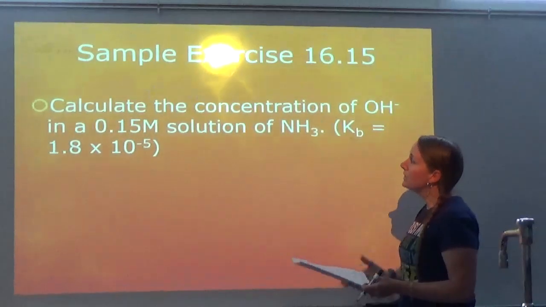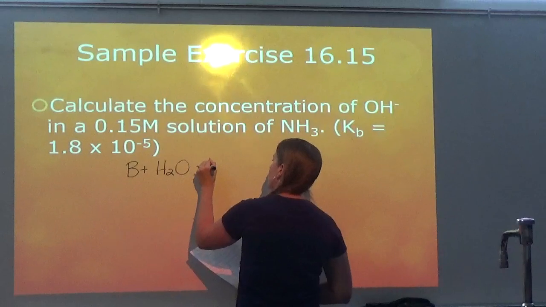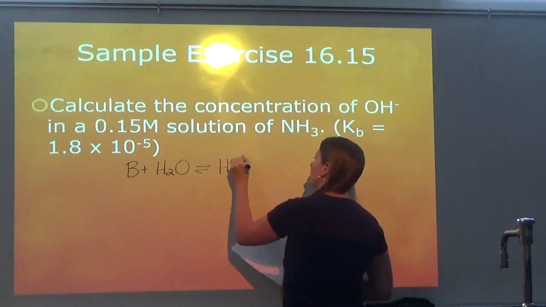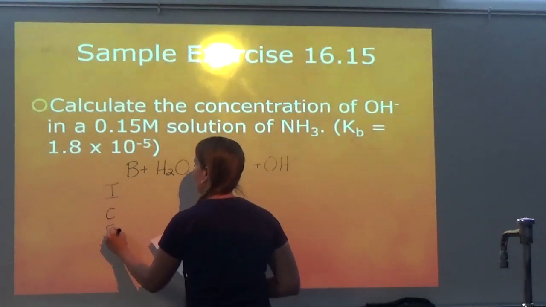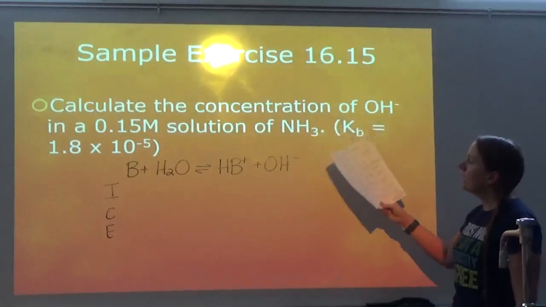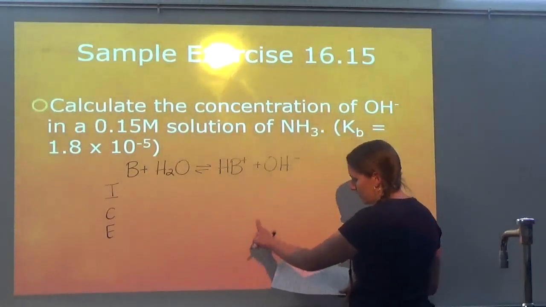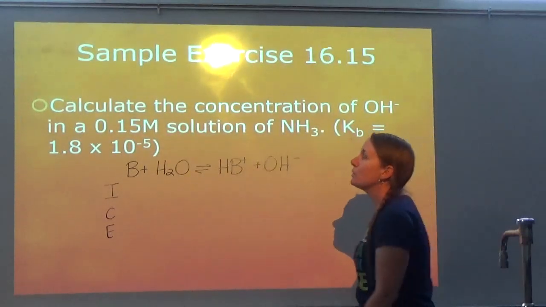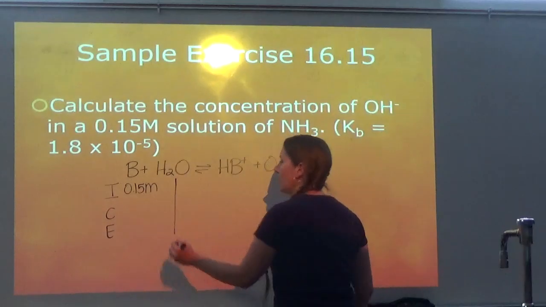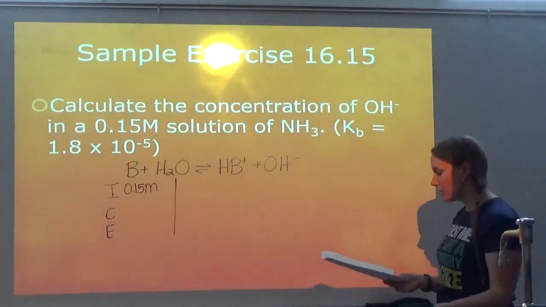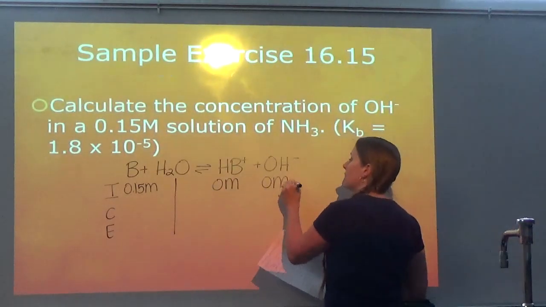All right, so for this one, I set up my B plus water yields my HB plus plus OH minus. All right, so I just set up my ice chart. We're trying to figure out the concentration of OH minus, so we want this number right down here. It tells me I'm starting with 0.15 molar. I can leave out my water because, of course, my water is a pure liquid. It doesn't tell me I'm starting with any products, so I put 0 for both of those.